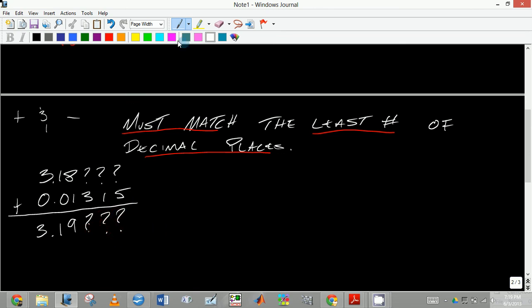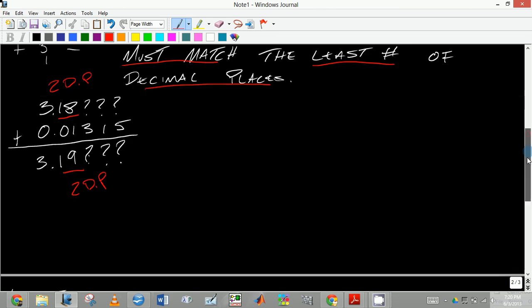So the number of sig figs here, you have 3 sig figs, but notice we had to match the number of decimal places. 2 decimal places, 2 decimal places, right? So we must match the number of decimal places in this one.